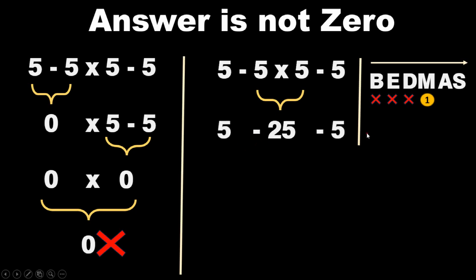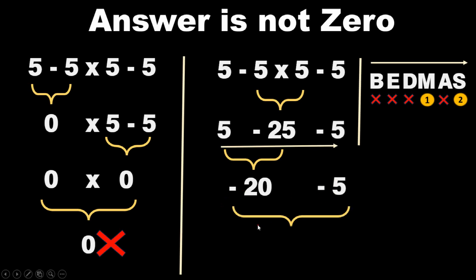Step 2, there is no addition, so subtraction should be evaluated left to right. First, 5 minus 25 results in minus 20, and the remaining figure is as it is. Step 3, then minus 20 minus 5 results in minus 25.